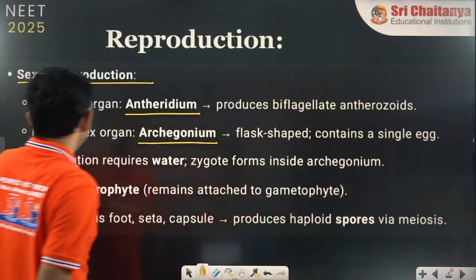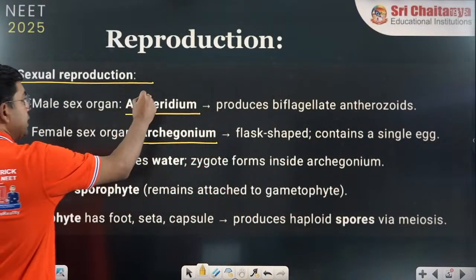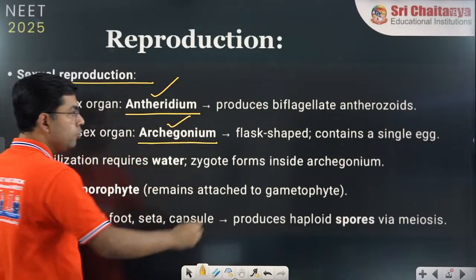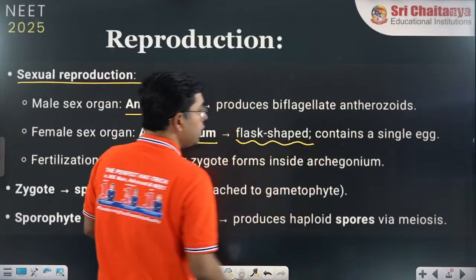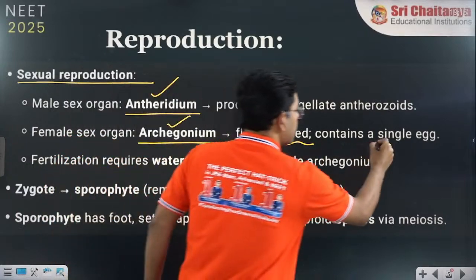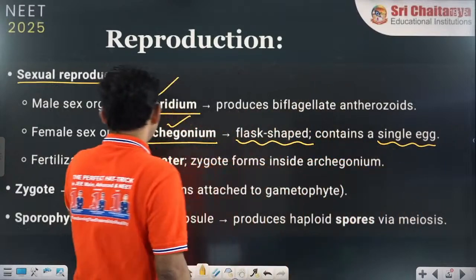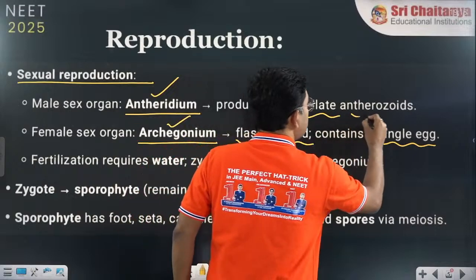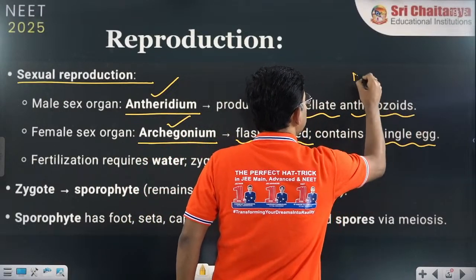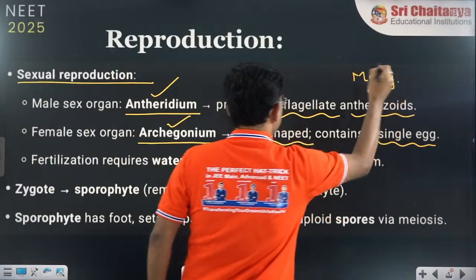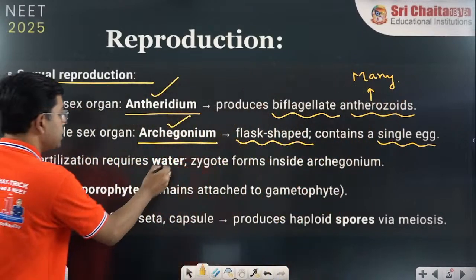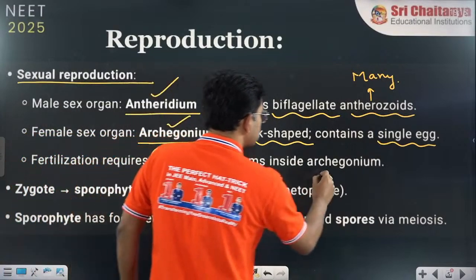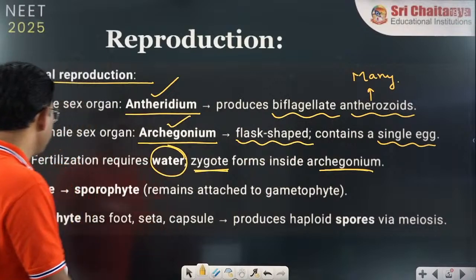So now, the male sex organ, as I said, is the antheridium. The female sex organ is the archegonium. You can see here, the female sex organ is flask shaped and contains a single egg, whereas the antheridium produces biflagellated antherozoids. These antherozoids are many in number. Then fertilization requires water and the zygote is formed inside the archegonium.